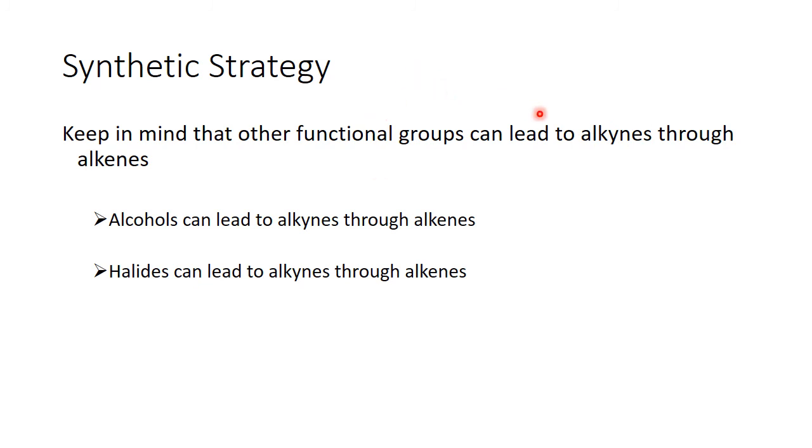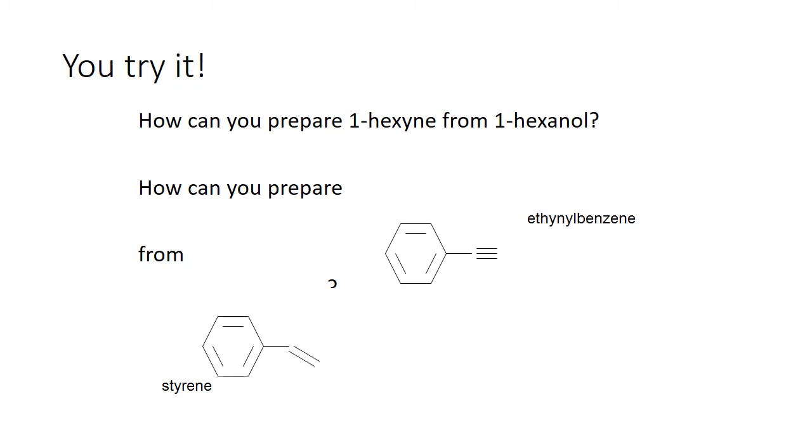Other functional groups can lead to alkynes also, because alcohols can be converted to alkenes. We've learned how to do that, and we'll see some examples and problems soon. Alkenes can give us alkynes, and halides can give us alkenes, which then can give us alkynes. So how can you prepare 1-hexyne from 1-hexanol? Try to do this and then restart the lecture.